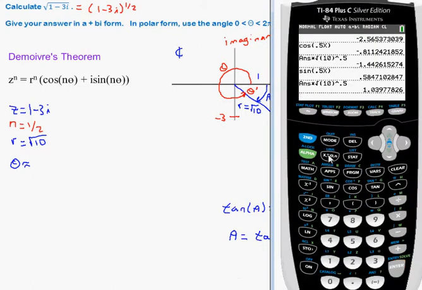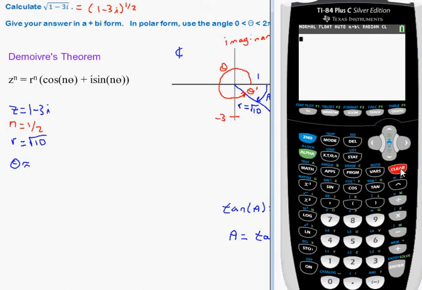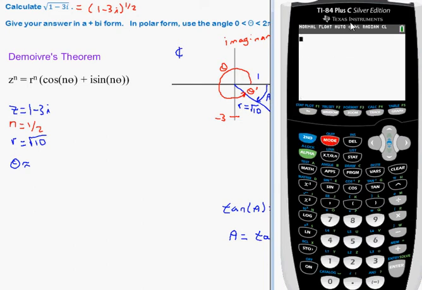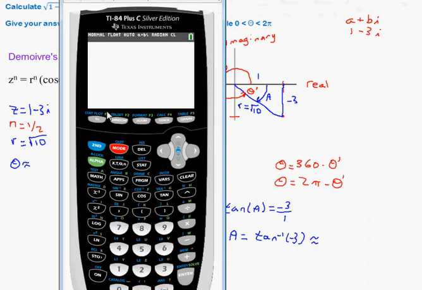Let me clear it. I was doing some work before the video. First I'm making sure that I am in radian mode, so I hit mode. I'm in radian mode. Then I hit second and take the inverse tangent. Let me slide it over. That's second tan, sometimes called the arc tangent, of -3.